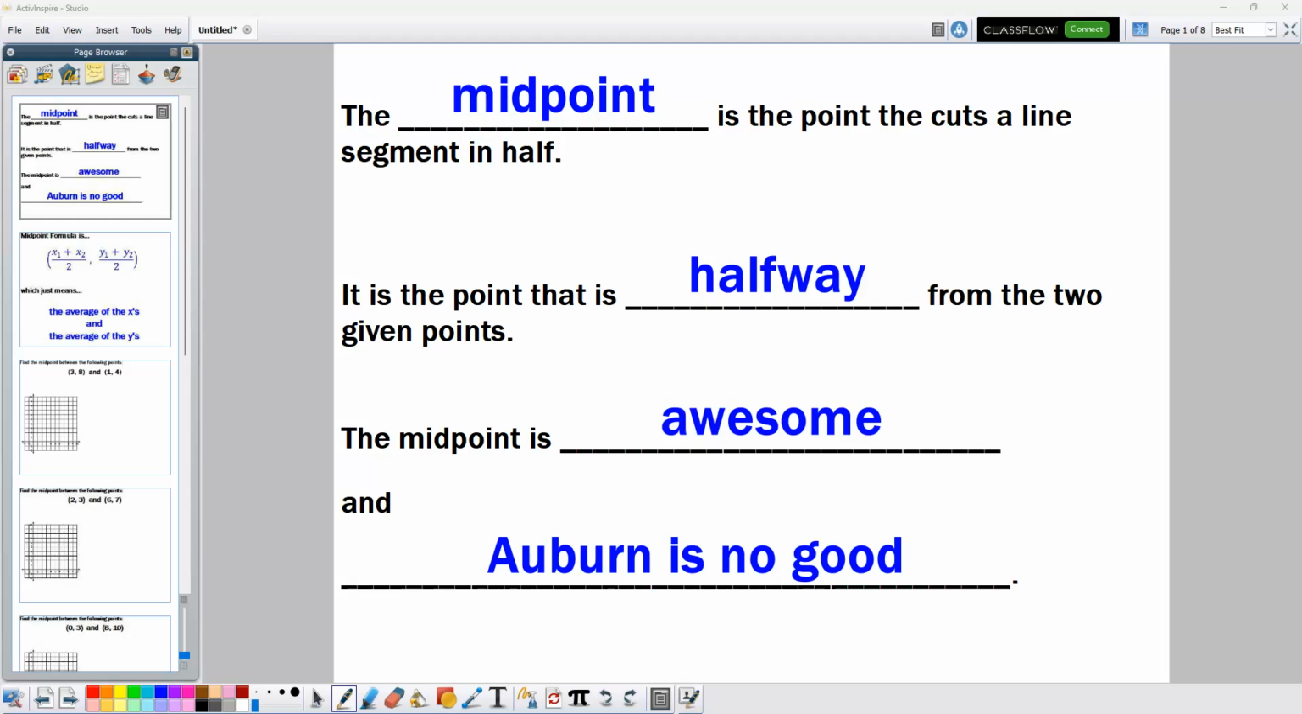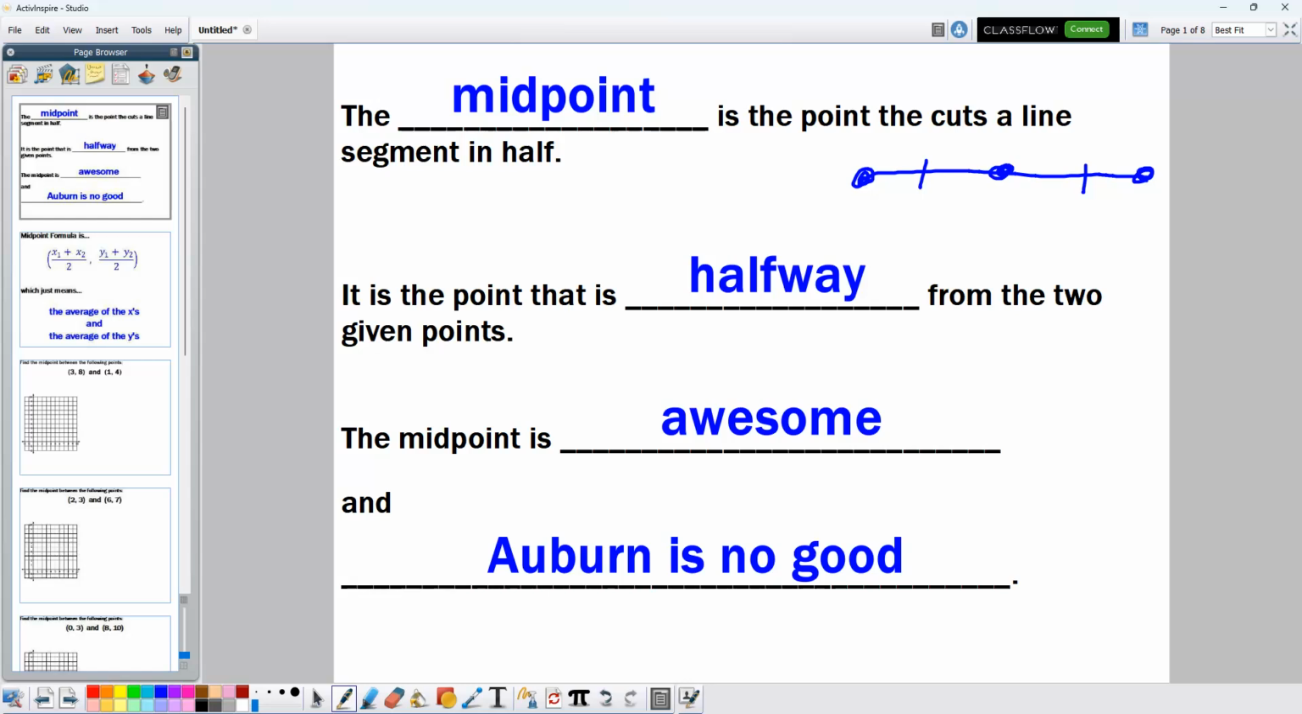Midpoint formula. The midpoint is the point that cuts a line segment in half. So we got this line segment. A line segment has two endpoints like this, and the midpoint is going to be the point that cuts that thing in half. So like this would be equal to that over there.